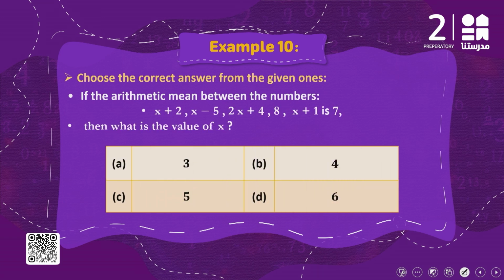Choose the correct answer. If the arithmetic mean of these numbers is 7, then what is the value of x? So the arithmetic mean is equal to 7 here. How many values do we have? This is 1, 2, 3, 4, 5. Let's add all of them together. x plus x is 2x, and then 2x again makes 4x, then another x, it's 5x. Let's add the values: 2 minus 5 plus 4, 8, and 1.